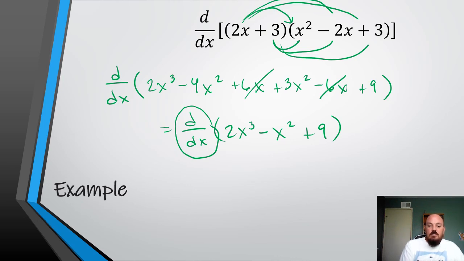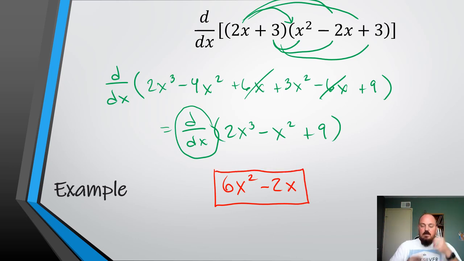So for my final answer to this question, let's start with the 2x cubed and do power rule. So I multiply by 3. 3 times 2 is 6. And then I lower the exponent by 1. I get 6x squared. Let's do the same thing with the negative x squared. I multiply by 2. That would give me negative 2. I lower the exponent to 1. That would be 1, so I'll leave it. And the derivative of 9 is 0. It's going to disappear. And if you remember from when we did this example, that's the same answer. 6x squared minus 2x.